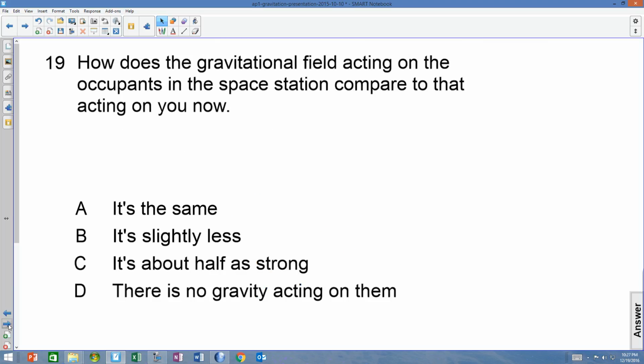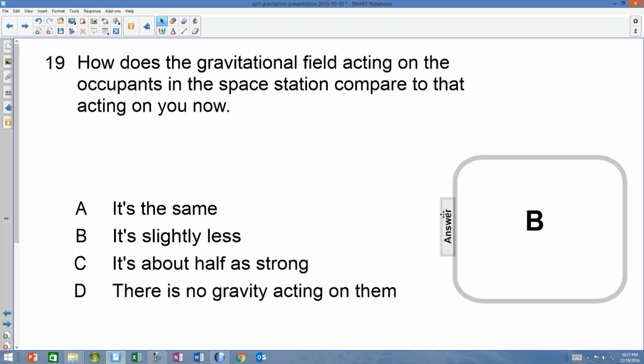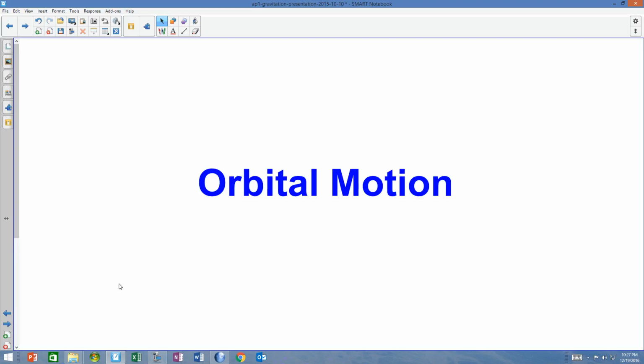How does the gravitational field acting on the occupants in the ISS compare to that acting on you now? Go ahead and pause the video. Okay, so let's take a look at the answer. It's slightly less. In the next video, we'll talk about orbital motion.